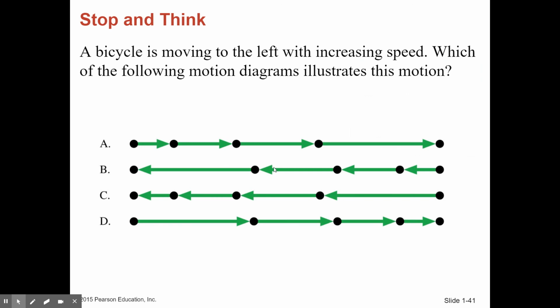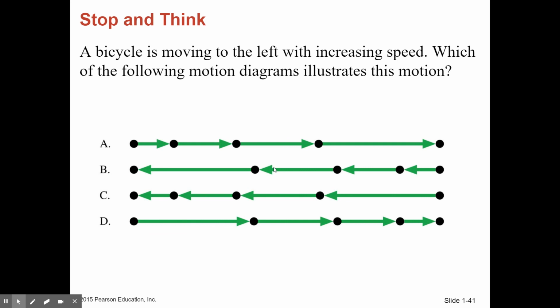Okay, the last thing here is a bicycle moving to the left with increasing speed. Which of the following motion diagrams illustrates this motion? All right, so we have 4 diagrams. Those arrows are just showing you the direction. They could be your velocity vectors, and they're showing you that you're moving to the left. So a bicycle is moving to the left with increasing speed, so you're going faster. If you're going faster, the arrow should be getting bigger.